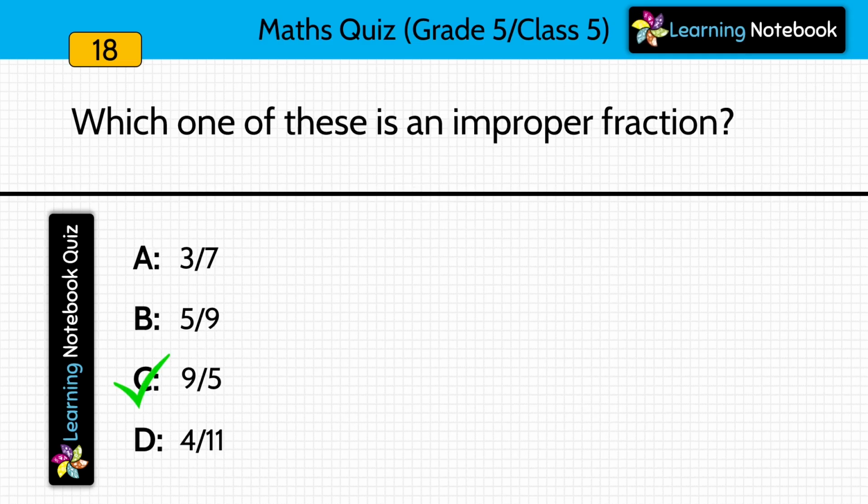So what are improper fractions? Where numerator is greater than denominator. So if you look at the options here, you will see that except C, all the other fractions are proper fractions. They have numerator less than the denominator. But 9 by 5 is an improper fraction because its numerator is greater than denominator.